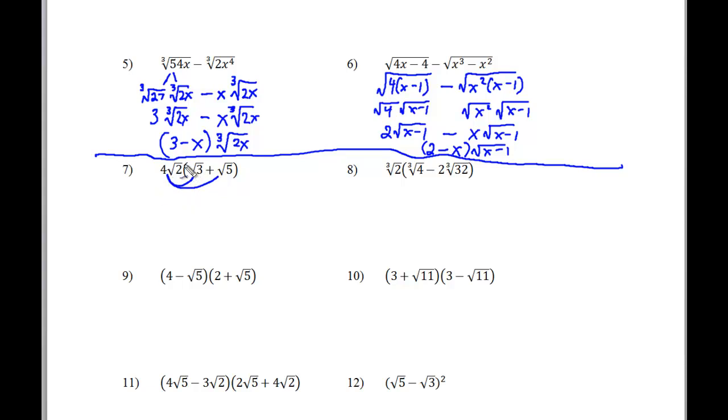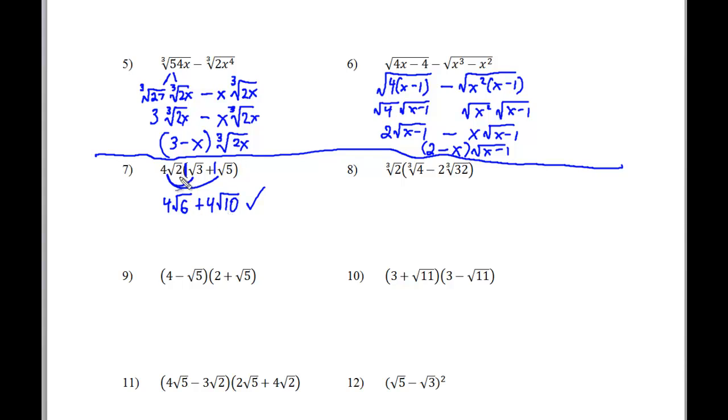4 times, now there's a number in front of these here, we'll just put some 1s there. 4 times 1 is 4, and 2 times 3 is 6. 4 times 1 is 4, and the square root of 5 times the square root of 2 is the square root of 10. And this is the end of our answer. There's nothing more to actually do or simplify in this. Sometimes there can be, but in this case there isn't. 4 times 1 is 4, 4 times 1 is 4, 2 times 3 is 6, 2 times 5 is 10.